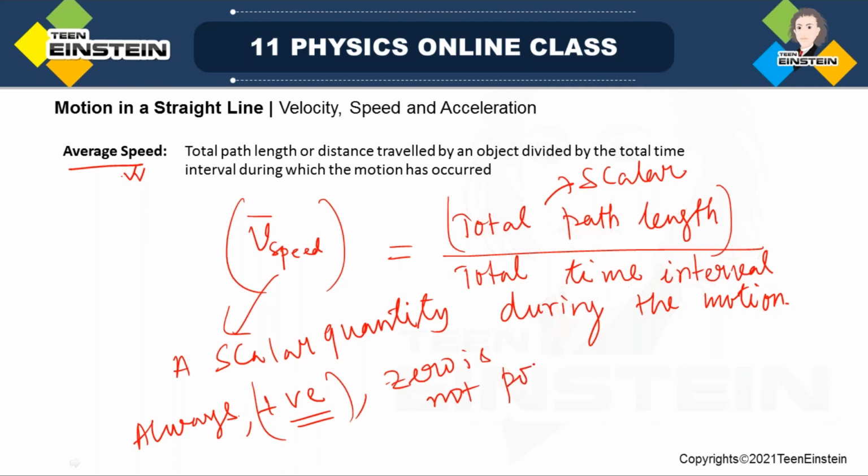Okay, because path length is not going to be zero at any time. So average speed cannot be zero or negative. It is always positive. So this is the difference between average speed and average velocity. Average velocity is a vector quantity, and average speed is the ratio of the total path length divided by total time interval, and path length is a scalar quantity, so average speed is also a scalar quantity.